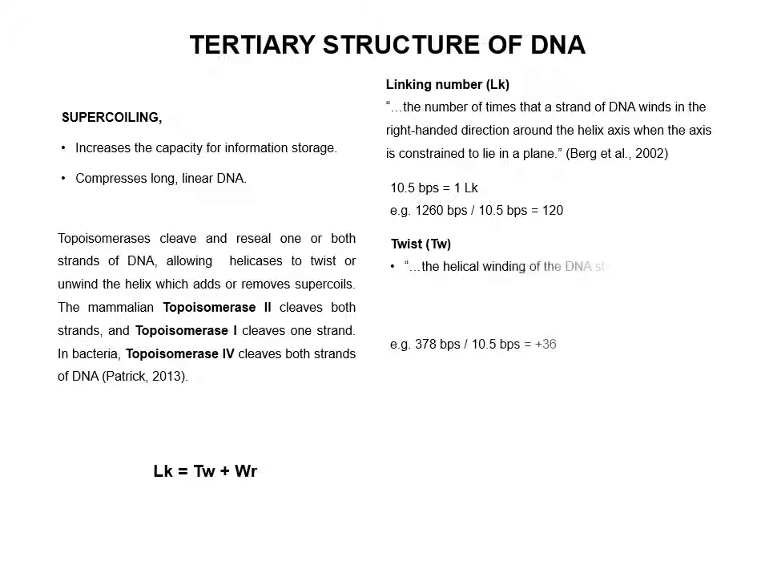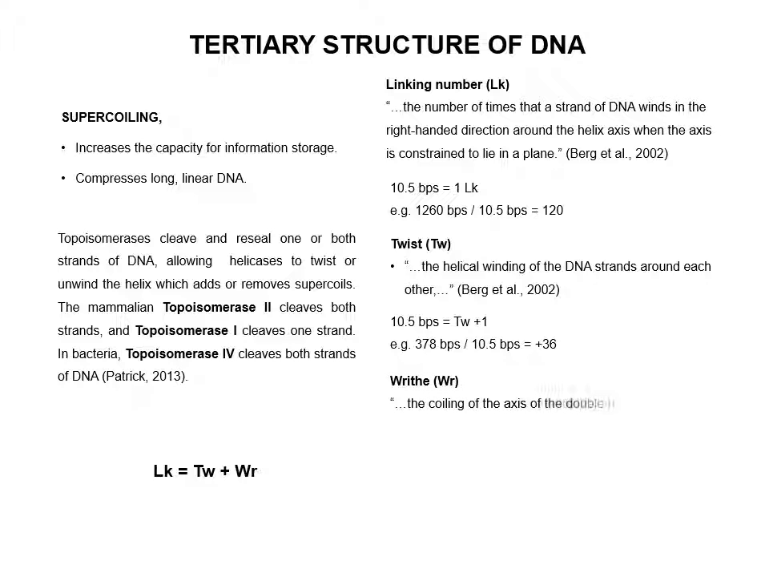The twist refers to the winding of the DNA strands around each other. For every 10.5 base pairs, there is a twist of 1, so that a molecule of 378 base pairs has a twist of 36. The writhe is the measure of the supercoiling of the axis of the double-stranded helix.